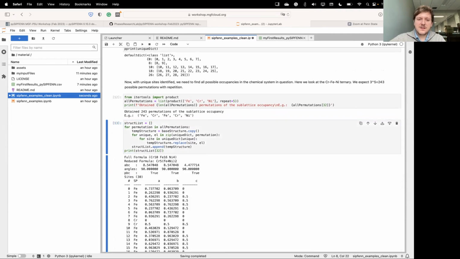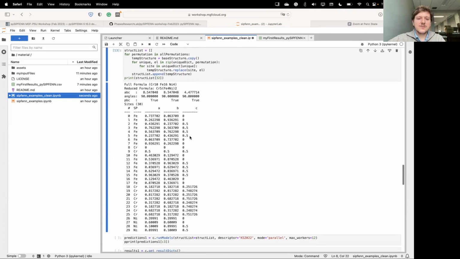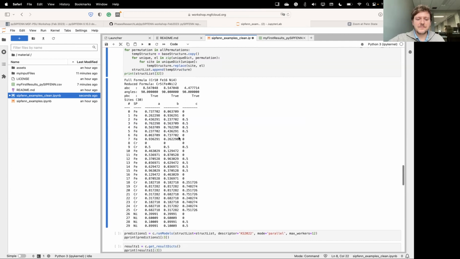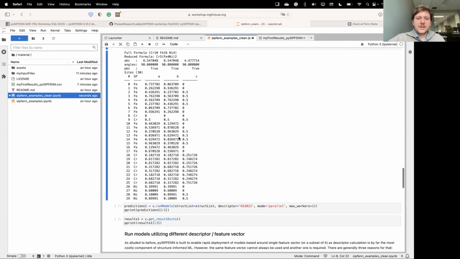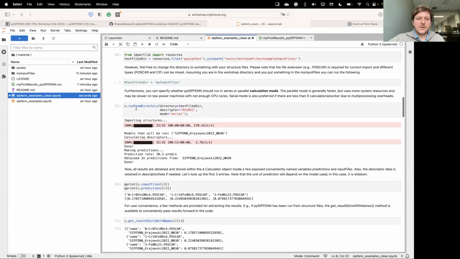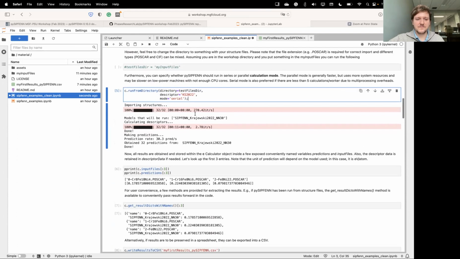And this gives us a structure that looks like this one, where we are having the first sublattice occupied by iron, then the second one with just 2 sides occupied by chromium, then iron again, chromium, and nickel. And this is the structure that we're going to input into the PySIPFENN. And in the case of the first calculation, we are using the run from directory function that requires the directory, descriptor, and mode of calculation.